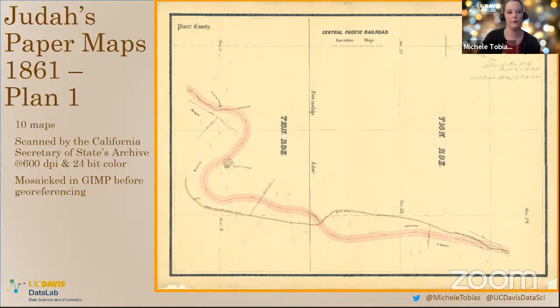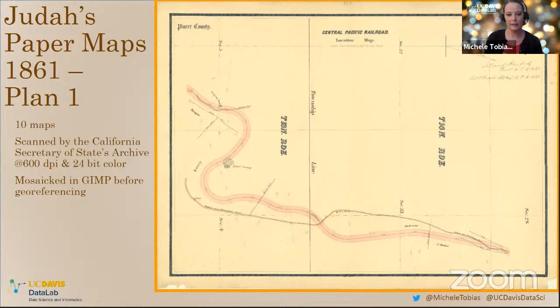They're authored by the same person, and they're from the same time period. So these ones we had to have scanned. The California Secretary of State's archive did that. This is where the maps are housed. They were scanned at 600 DPI. And then we mosaicked these 10 maps together into one continuous image in GIMP. And then we ended up georeferencing those.